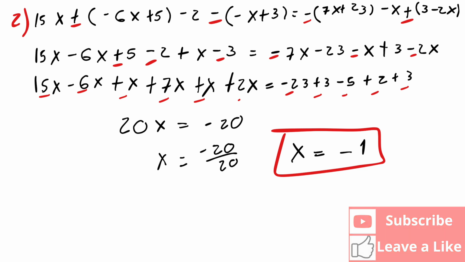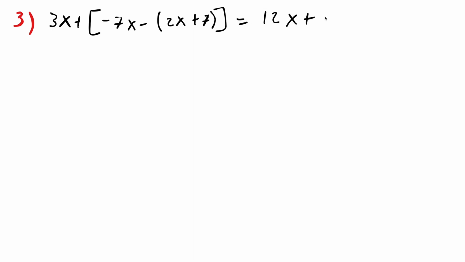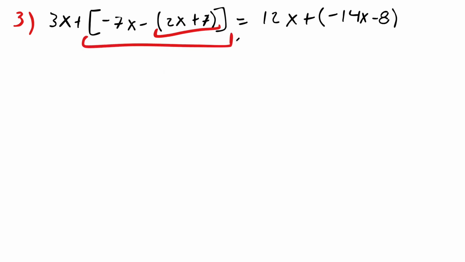Now let's go with a third one, which is going to be the following. 3x plus, and oh geez, here we will have the brackets. What do I mean by that? Well, I mean bracket, negative 7x minus, open parenthesis, 2x plus 7, and close both the parentheses and the bracket, is equal to 12x plus, open parenthesis, negative 14x minus 8. Okay, so first, what do we have to do? Well, we have to first solve for the parentheses and then solve for the bracket.